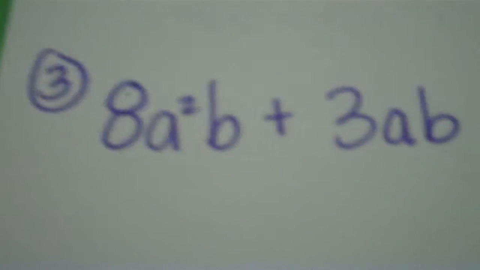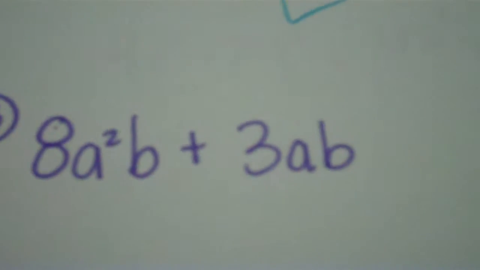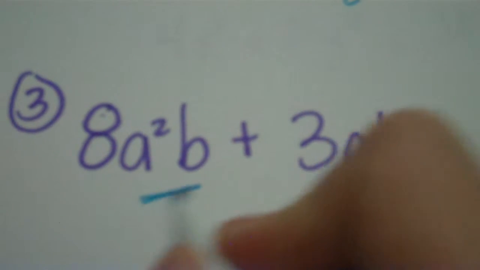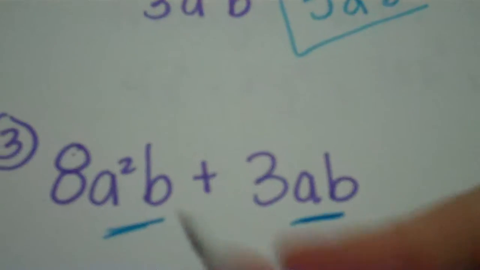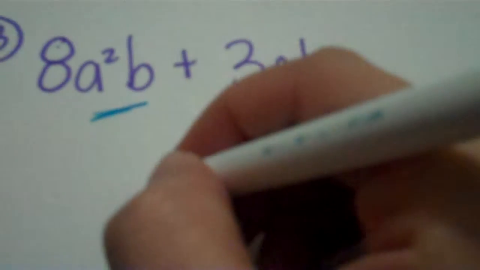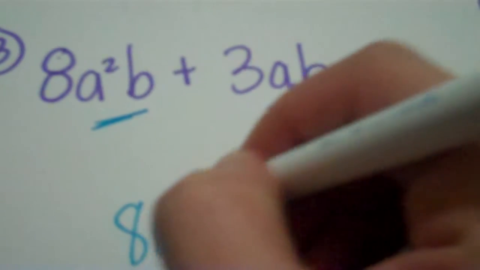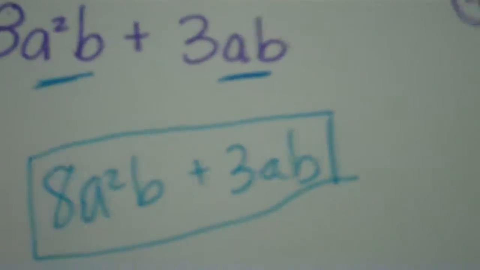Alright, what about this one? Number 3. 8a squared b plus 3ab. This is a squared b. Is this a squared b? Is it the same? No. It's almost the same, but it's actually different. So I really can't do anything to it, so I just rewrite 8a squared b plus 3ab. I can't actually add those things together.